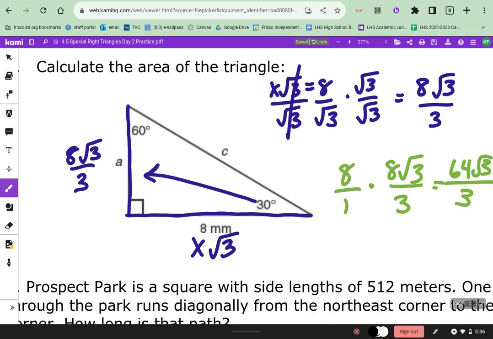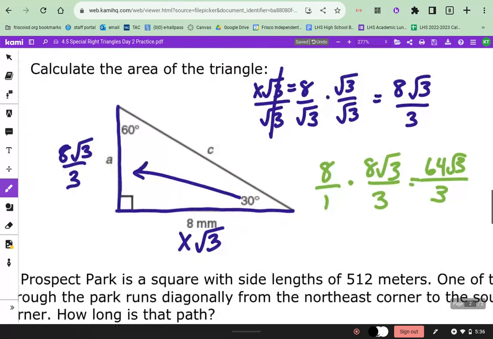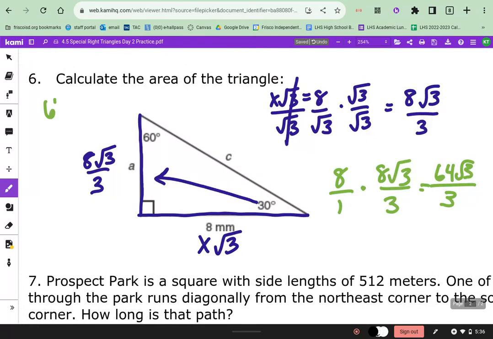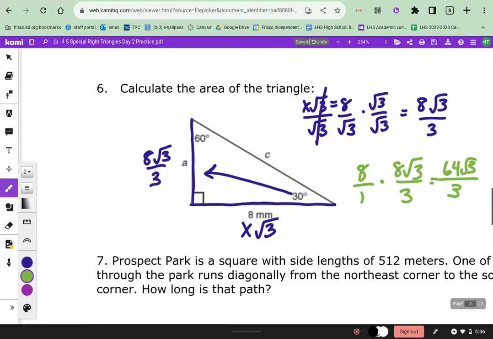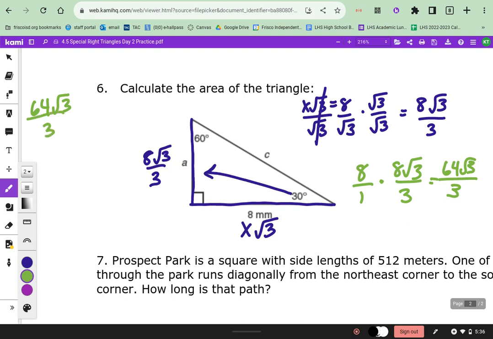Okay, so let's see, is 3 going to 64? I don't know that off the top of my head. Nope, it does not. Okay, so that's as simplified as it can get. So now we need to do the divided by 2 part. So 64 root 3 over 3, all divided by 2. Or remember that we can also think of it as 1/2 base times height.